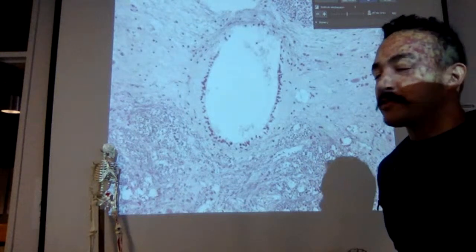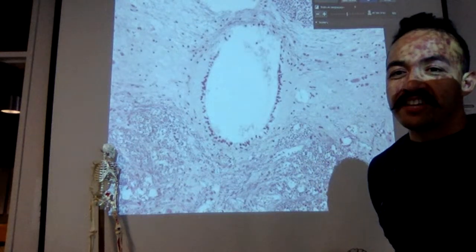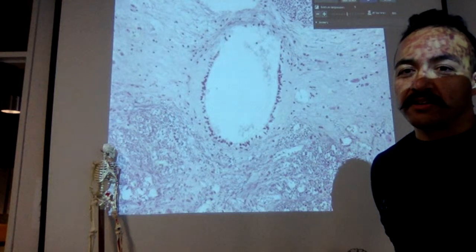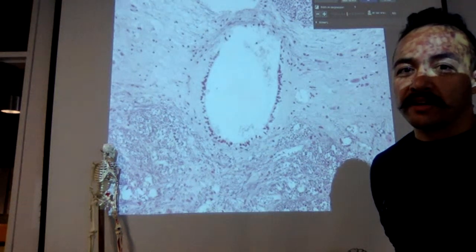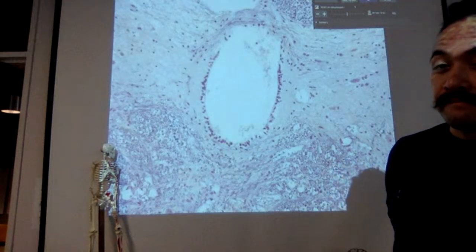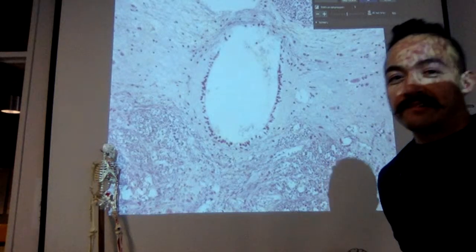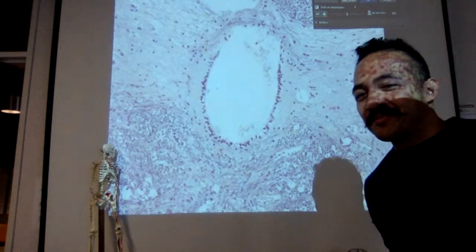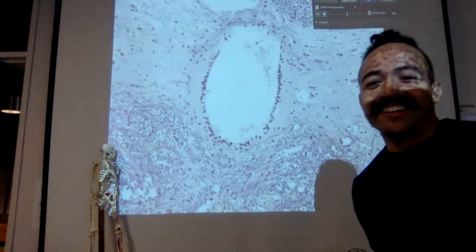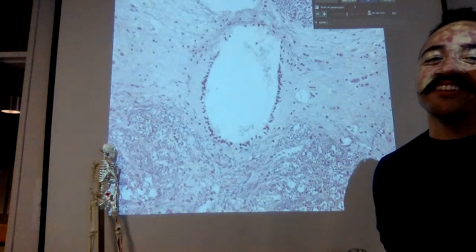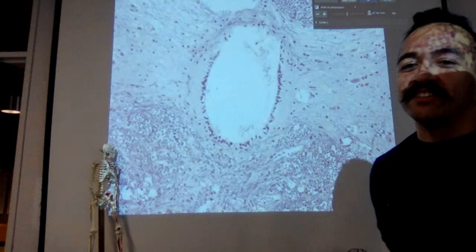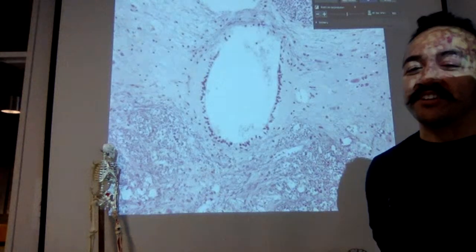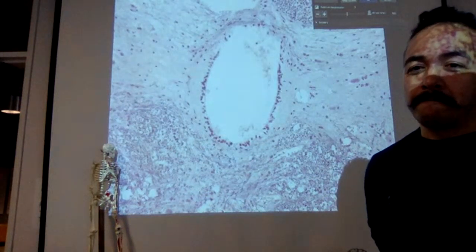What cell type do we find lining the central canal? What is the cell type? Anyone? It's not simply cuboidal. It is a type of glial cell. It is a type of glial cell lining the central canal. What is the glial cell? What is its name?